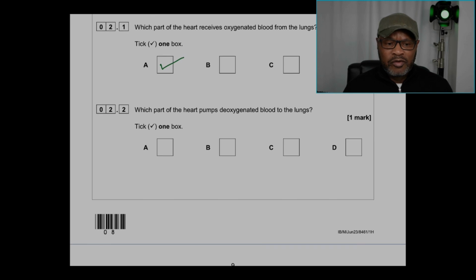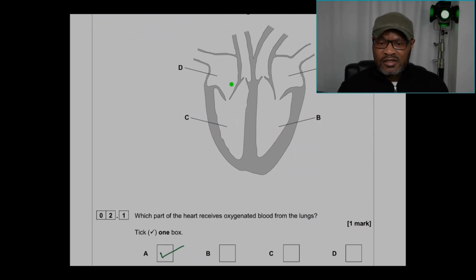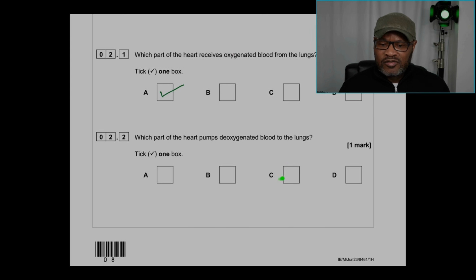And question number 2.2, which part of the heart pumps deoxygenated blood to the lungs? Well, that's got to be the C here, isn't it? So it goes into the right atrium, then to the right ventricle, then from there goes to the lungs. So we're expecting that to be C.